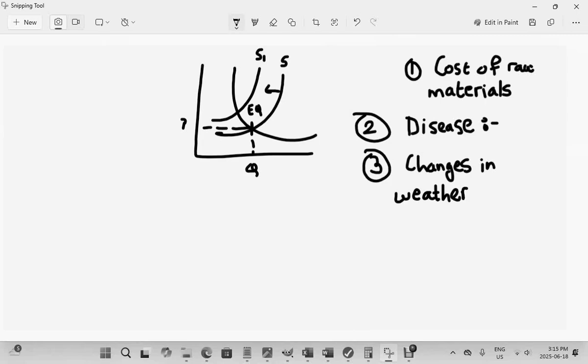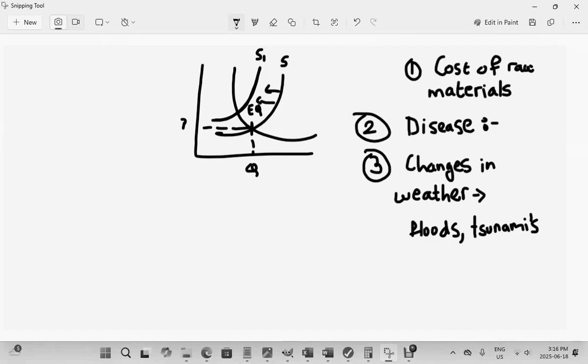When we talk about weather, we can talk about floods, tsunamis, landslides, earthquakes, global warming in general, and so on and so forth. So changes in weather, if they disrupt your agricultural industry, for example, will delay all those shipments, which means the supply curve will shift to the left. So this will be your supply curve one more time.